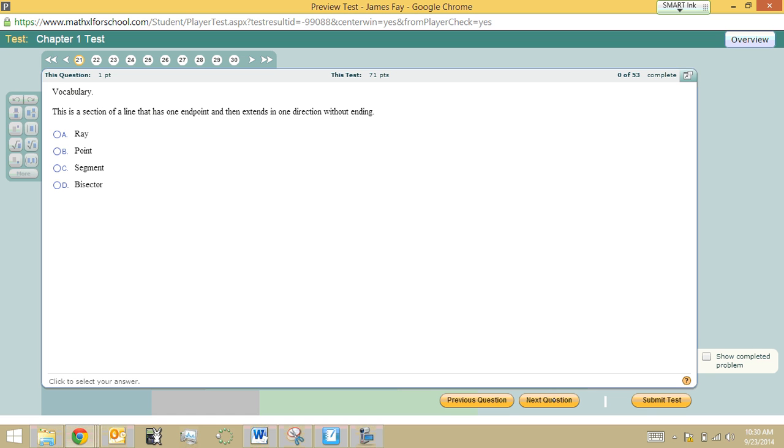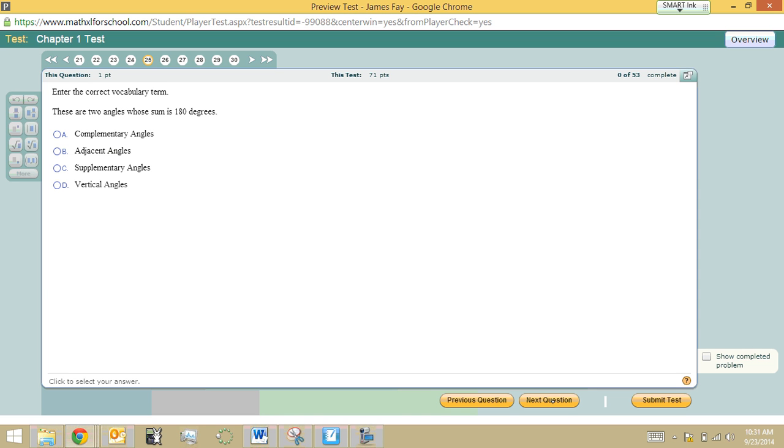This is a section of a line that has 1 endpoint and then extends in 1 direction without ending, that is a ray. A point, plane, line, ray, or other segment that intersects a segment at the segment's midpoint is said to be a bisector, a segment bisector. This geometric figure is a section of a line that has 2 endpoints. That's a segment. This is the collection of all points. That is space.